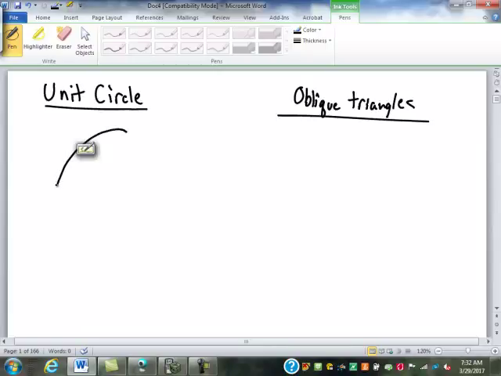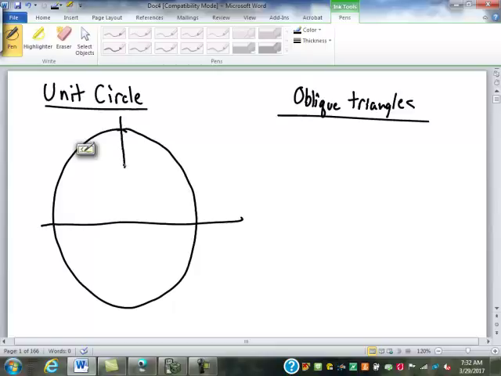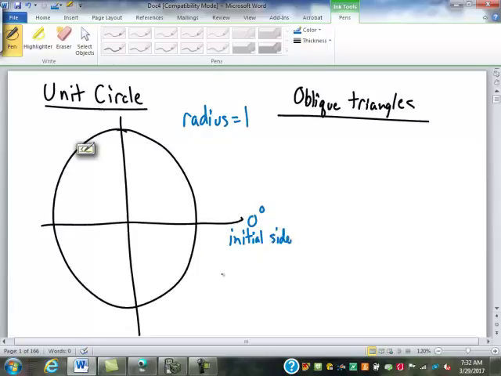So on our unit circle, if you recall, our angles are used to define a point on the outer edge of this circle. Remember, the circle has a radius of 1 unit. And this is our 0 degree or our initial side here, so all of our angles start there. If we have a 30 degree angle, it looks something like that. And that 30 degree angle defines a point on our circle right there. And our trig functions are defined from that point on the circle.